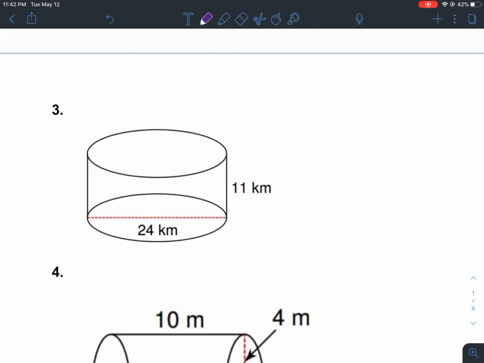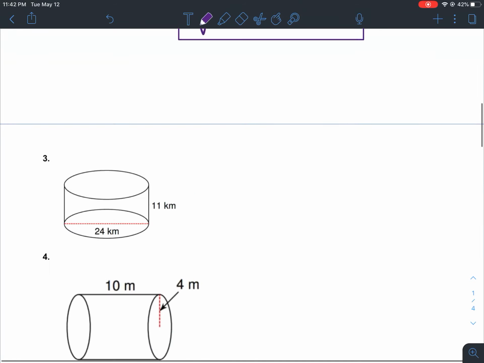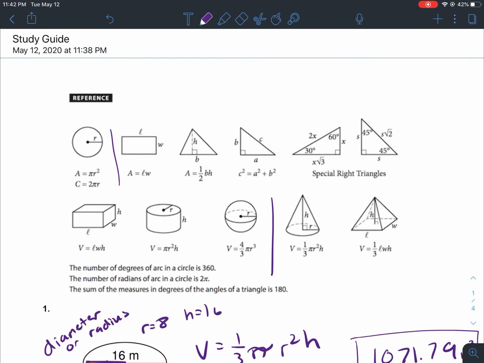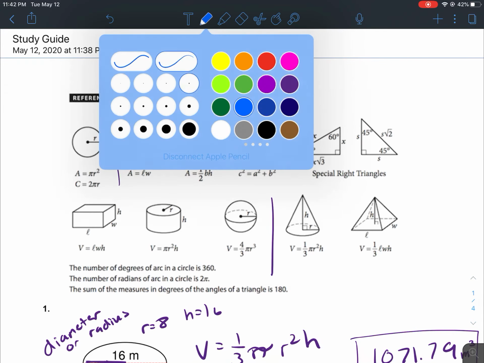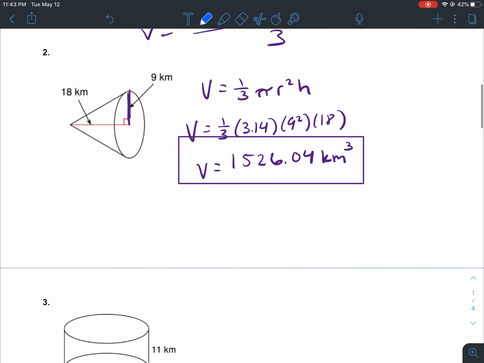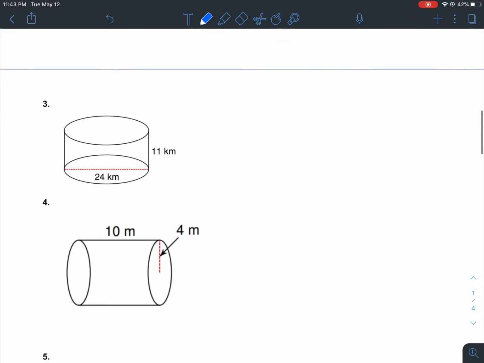All right, next one. Again, make sure you can name all of these shapes. Looking at this, it is definitely a cylinder. So what I can do is go up to my formula sheet and ask, what shape am I looking for here? I'm looking for a cylinder. We've got our cylinder right here. The formula is volume equals pi radius squared times height.